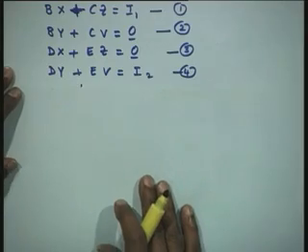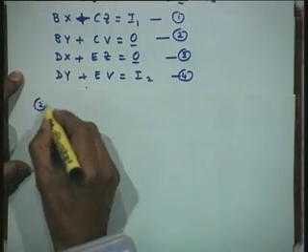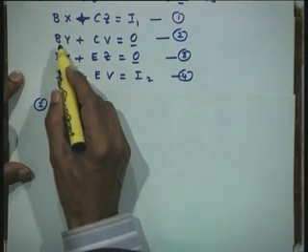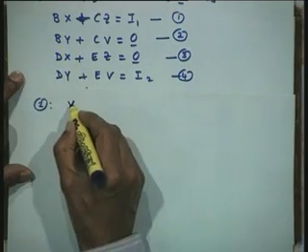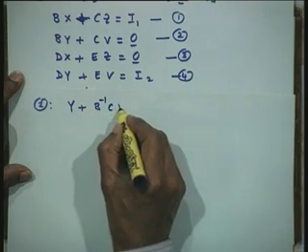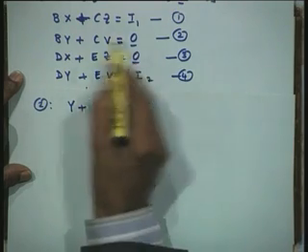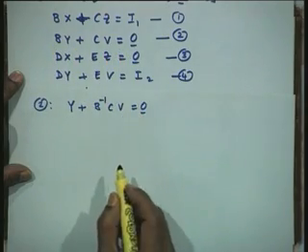Now it is simply to solve these 4 equations for these 4 unknowns. Since B inverse is known, let us start with equation 2. I pre-multiply by B inverse. This gives me y plus B inverse C V is null. So y plus B inverse C V is equal to 0.